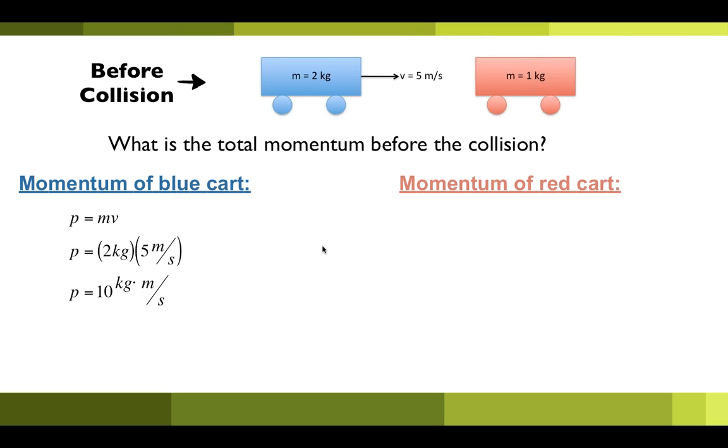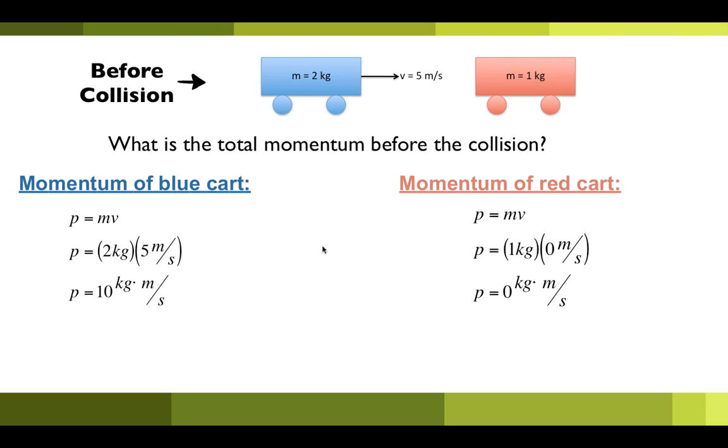All right, now for the red. Well, the red cart still has the same, momentum equals mass times velocity. So I'll plug in its mass of 1 kilogram. It has a velocity of 0. So the total momentum of the red cart is 0 kilogram meters per second. But of course, we should have already known that without the equation, because we already know that if something's not moving, it can't have a momentum.